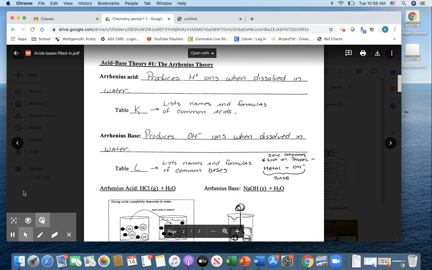So the definition of an Arrhenius theory has to do with what ions are produced when the substance is dissolved in water. So for an Arrhenius acid, here's the part we want to highlight: the hydrogen ion. Okay, this is extremely important.